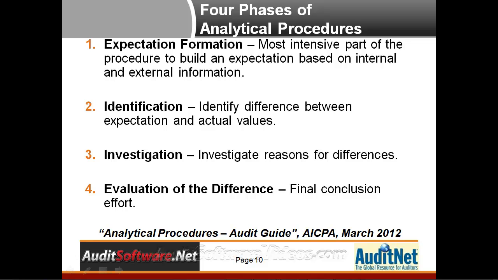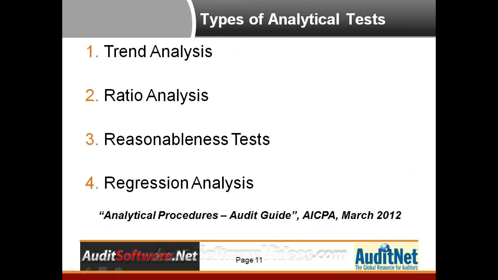So expectation formation should be the most intensive part of the procedure where you're really thinking about internal and external information and building to that. And then once you've done that, identify the differences. Normally people jump over expectation formation, go right to identification. And once you've identified those differences, then you can investigate the reasons for the difference and form a final evaluation of that difference. Here are the four types of analytical tests that come out of the audit guide.